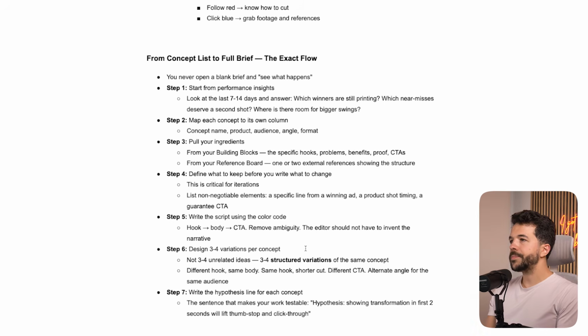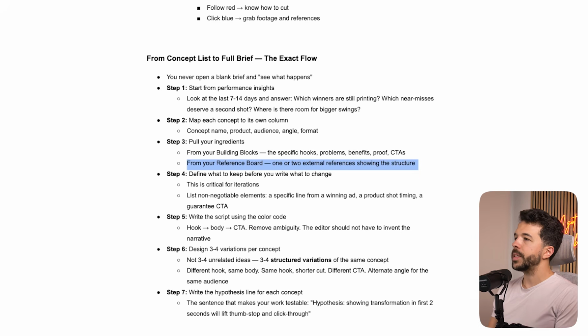With that said, step 2 is mapping out each concept to its own column: concept name, product, audience, angle, format. Step 3 is pulling your ingredients. So from the building blocks repository, which I'm going to show you later, you have the specific hooks, problems, benefits, proofs, CTAs that are validated. Then from your reference board, you take 1 or 2 external references showing the structure.